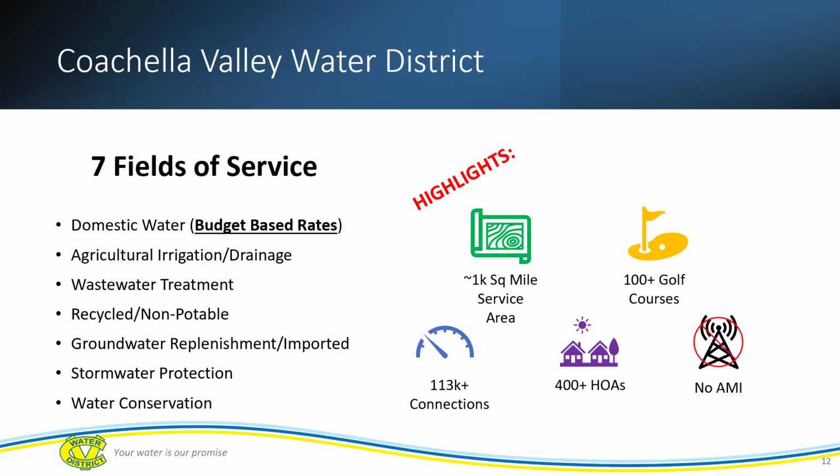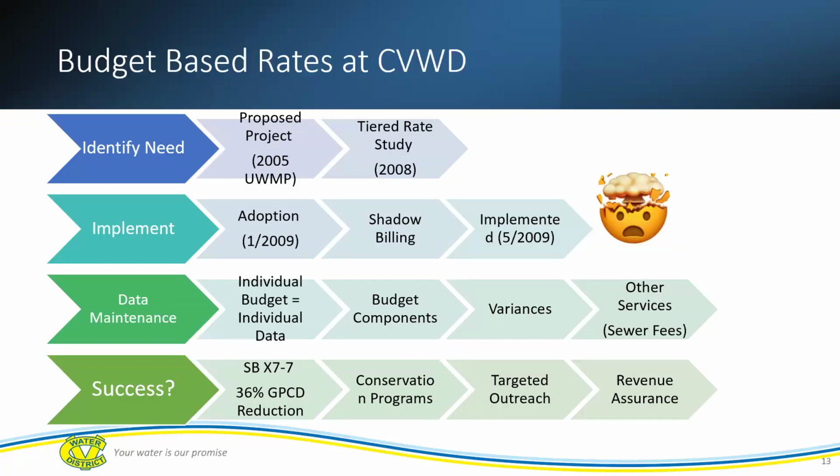Next slide is an overview of budget-based rates at CVWD. I think they were initially identified as a need or as a proposed project back in the 2005 Urban Water Management Plan, which was followed in 2008 by a tiered rate study. It really blows my mind. I was not here back then, but they implemented those tiered rates in just a 4-month time frame. The study was completed in 2008. They were adopted January of 2009, followed by a few months of shadow billing, and implemented in May of 2009.